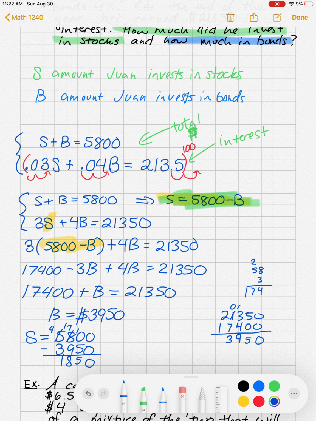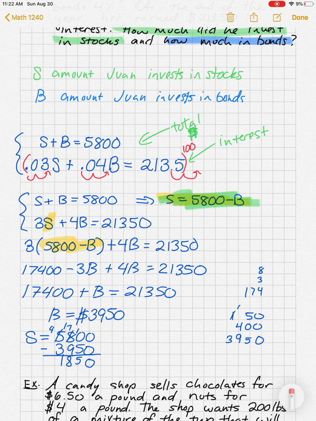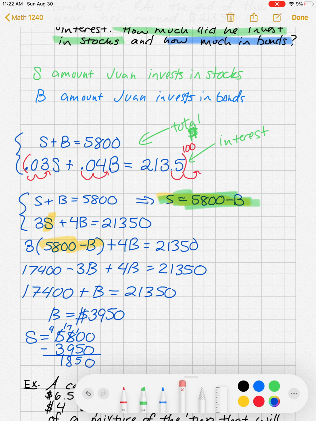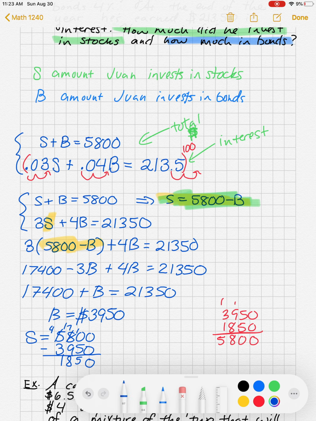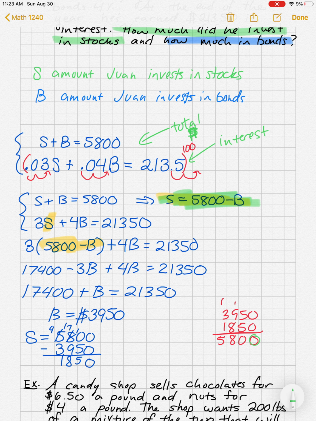$18.50? Did I get that right? So you can just check the arithmetic, make sure those add up to the right thing. 3, 4, 5. Double check. 0, 0, add a 1, 10, 18, 3, 4, 5. 5,800 was the original amount.